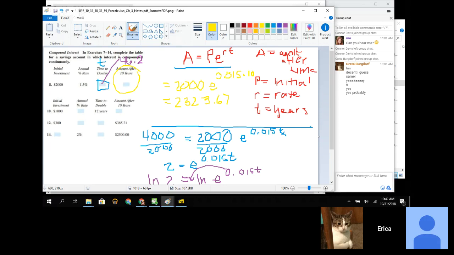So then all the rest of these problems are going to be variations on that. They're all going to be, one of these variables is going to be missing. So here we have the annual rate is missing. We have to find the r. This one we have the initial investment is missing, so we got to figure that out. So we have different variations of that.